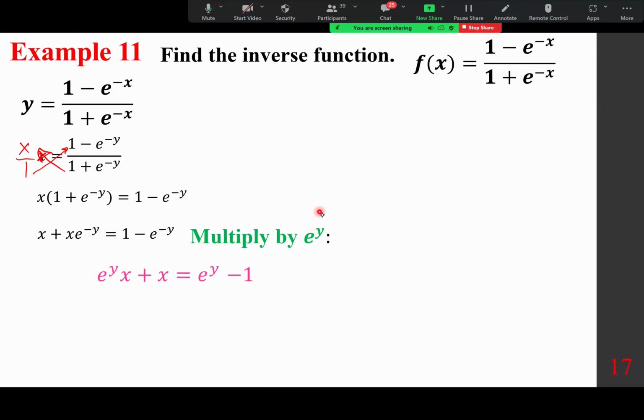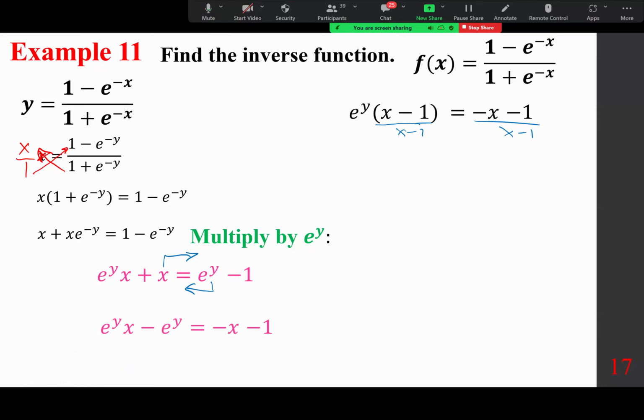We are solving for y. Anything involving y must come together. Therefore, we move this one, we move this one. They change sign. On the left side, we solve for e to the power of y. That means we factor. Divide by x minus 1 on both sides.